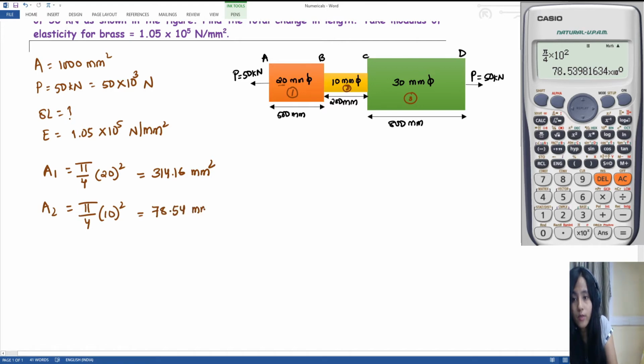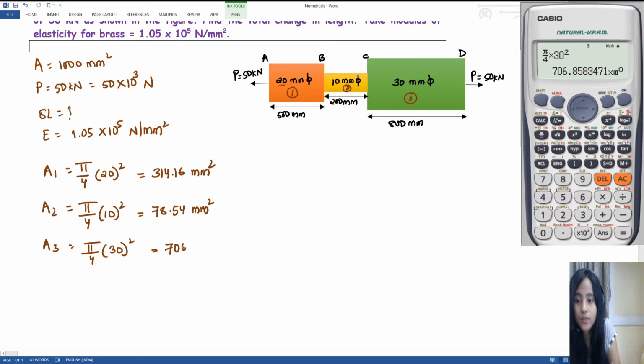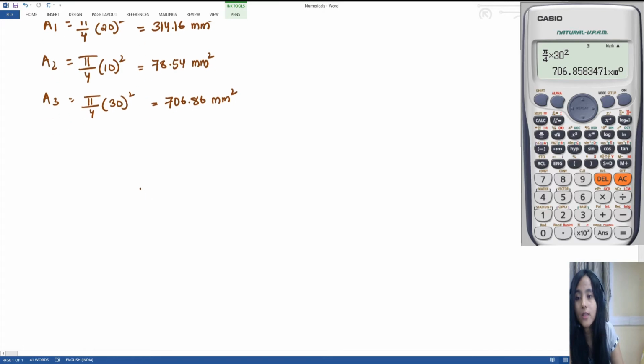78.54 mm square. Similarly, area 3 will be equal to pi by 4 into 30 square, which comes equal to 706.86 mm square. So we have all the values that we need.